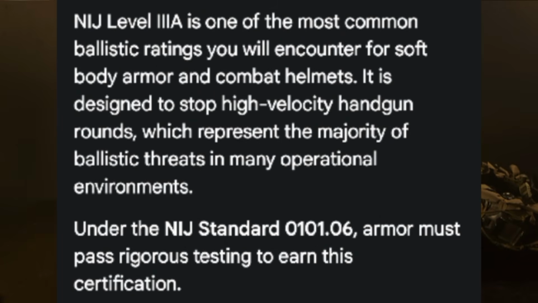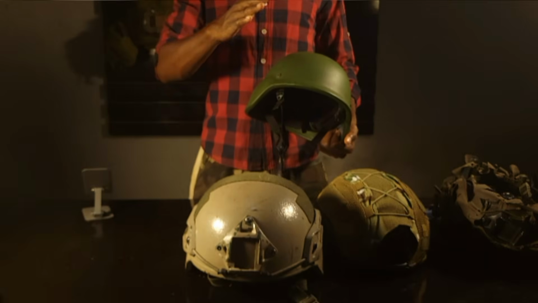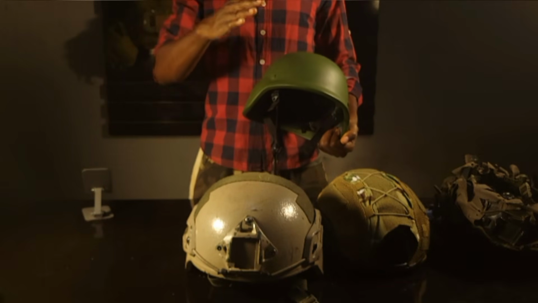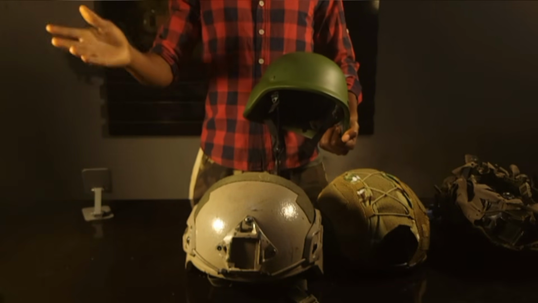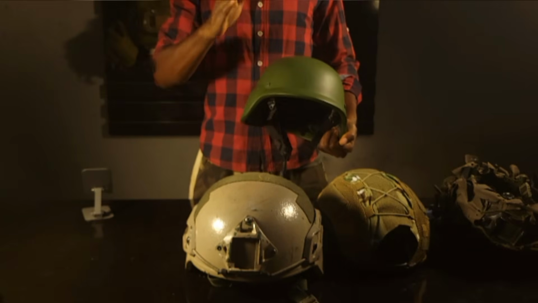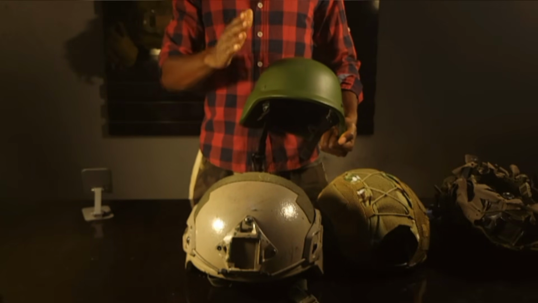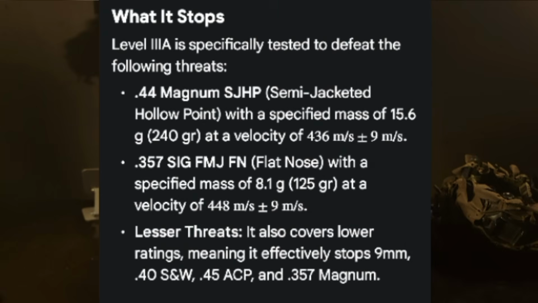The NIJ stands for National Institute of Justice, which is a US organization that sets a benchmark for the rating of anything ballistic. So NIJ level 3A is talking about ratings that have to do with handguns, that is your pistol calibers and so on. It is not rated for rifle calibers. NIJ 3A does not stop rifle calibers, but pistol calibers. So I'll put the list of what it can stop on screen.